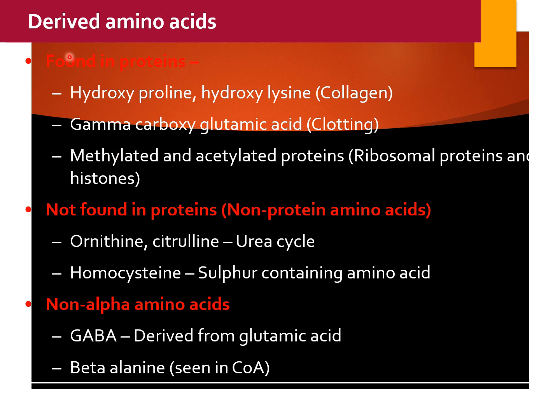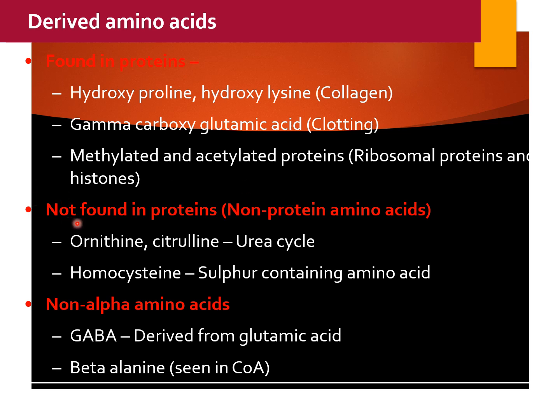Derived amino acids found in proteins are hydroxyproline and hydroxylysine, very, very important derived amino acids, which are important for cross-linking of collagen. Their absence leads to abnormal kind of collagen. Then gamma carboxy glutamic acid, important for clotting. Then methylated and acylated amino acids, important for ribosomal protein and histone formation.